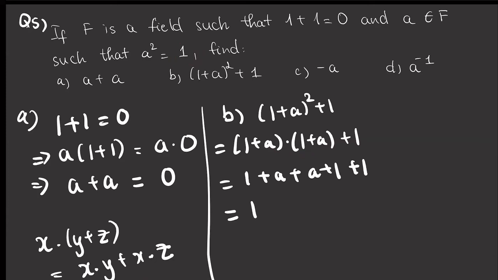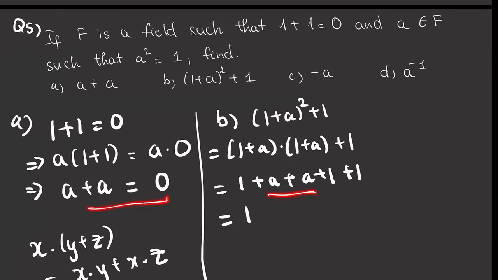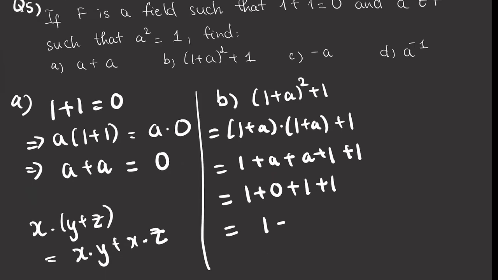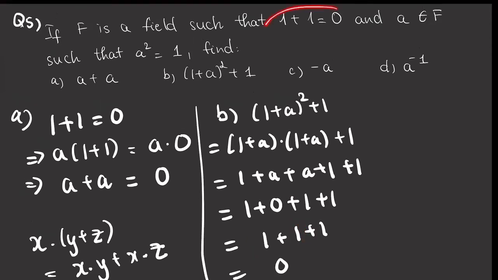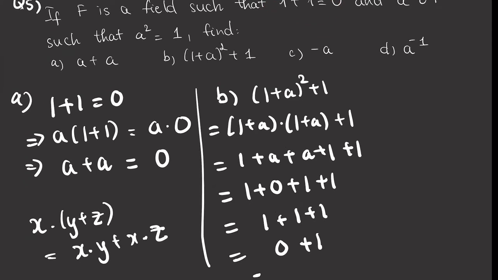Okay. I have in part A that A plus A equals 0. So 1 plus 0 plus 1 plus 1. 1 plus 0 is 1, right? Because 0 is the additive identity. Then I add 1, then add 1. So the first two 1s added together will be 0, because we are given that information. Then we add the last one. 0 plus 1 will be 1, because 0 plus any number is itself. And 1 times any number is equal to itself.